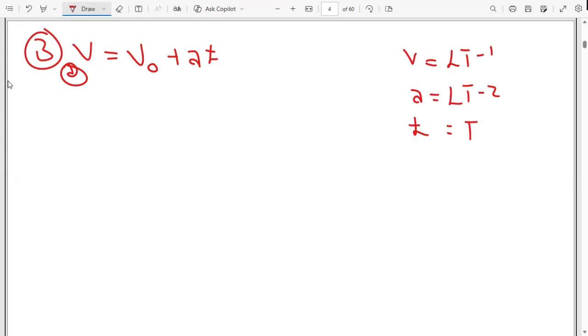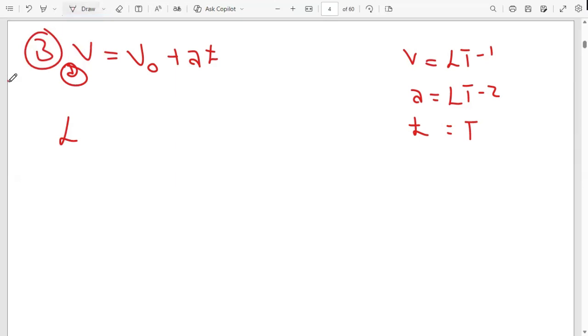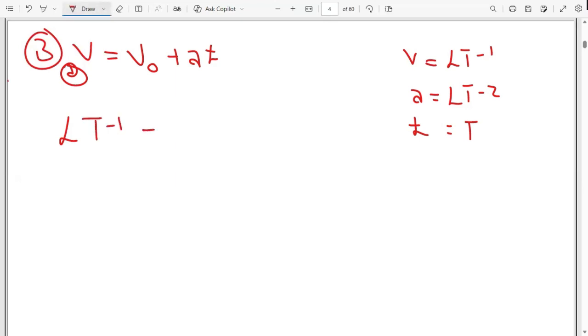So we have V on the left-hand side, which is velocity. So my left-hand side is equal to LT to the power minus 1, which will be equal to initial velocity. Initial velocity is also just velocity, so it has the same dimensions as velocity. So I still have LT to the power minus 1 plus acceleration multiplied by time, so LT to the power minus 2 multiplied by T. Now we can solve this to show that the dimensions on the right-hand side are equal to the dimensions on the left-hand side.